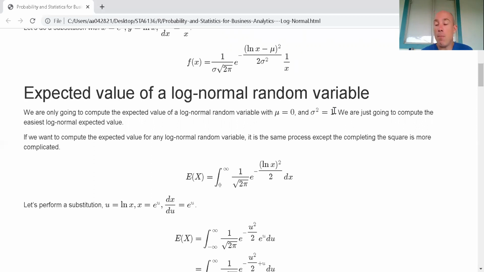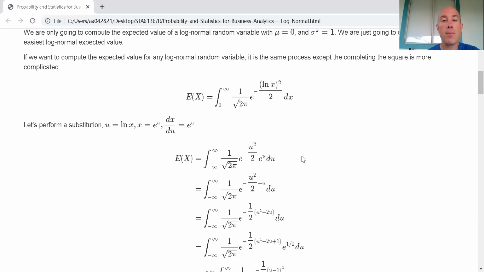So I'm just taking the easiest case possible to work this out, because a lot of people are not comfortable with this completing the square trick that I'm about to do. Okay, so let's look at the expected value.